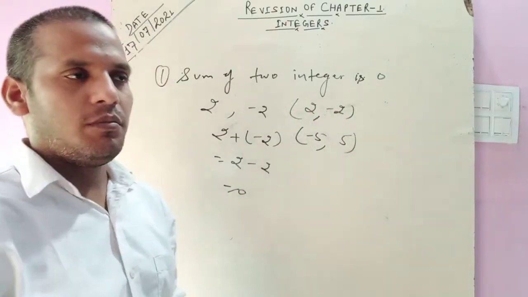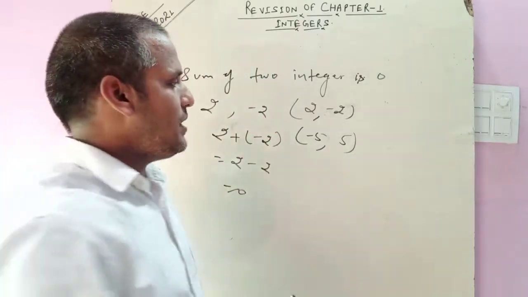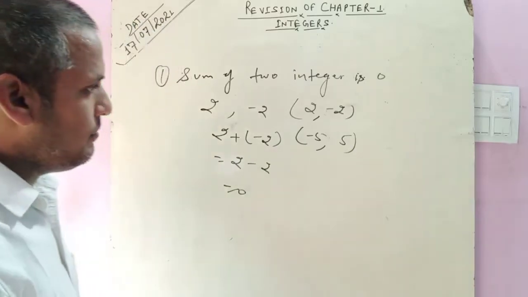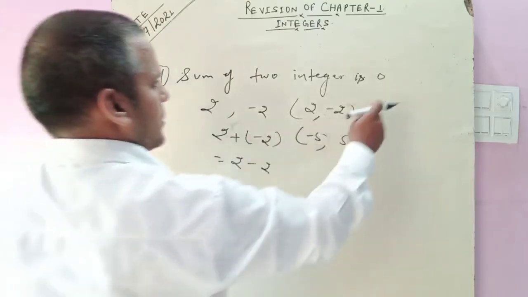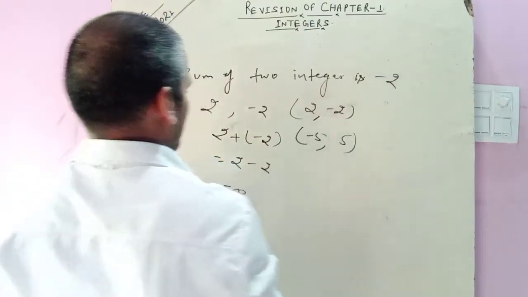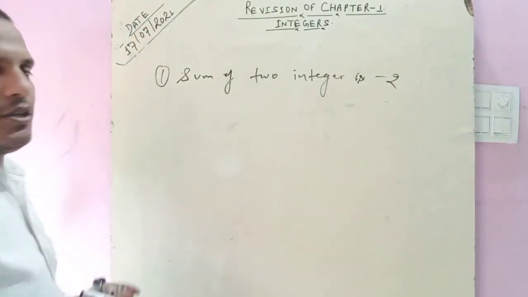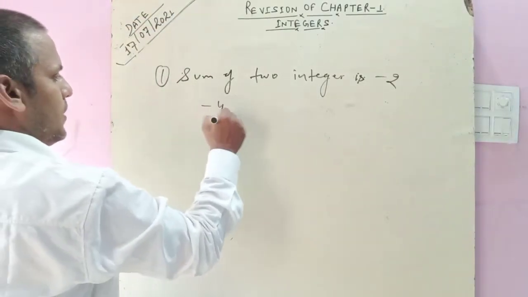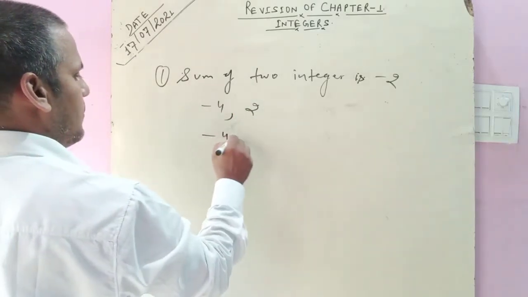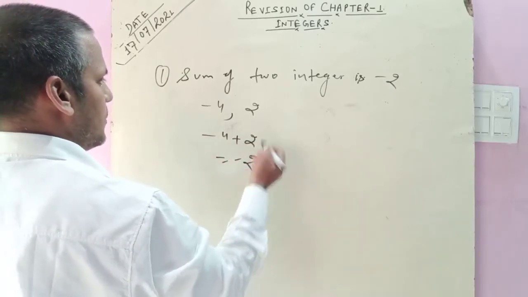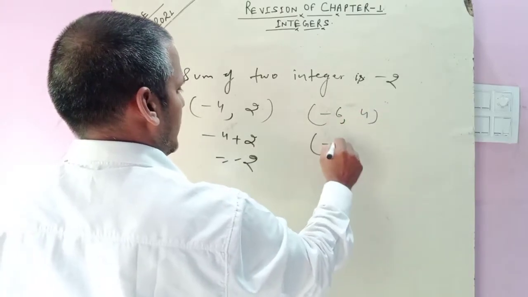If we take two integers with different signs, meaning opposite signs, then when we add them, the result will be 0. Now the second question: find two integers whose sum is minus 2. Suppose the first term is minus 4 and the second term is 2. When we add plus 2, we get minus 2. The first pair is this one, the second pair is minus 6 and 4, the third pair is minus 8 and 6.